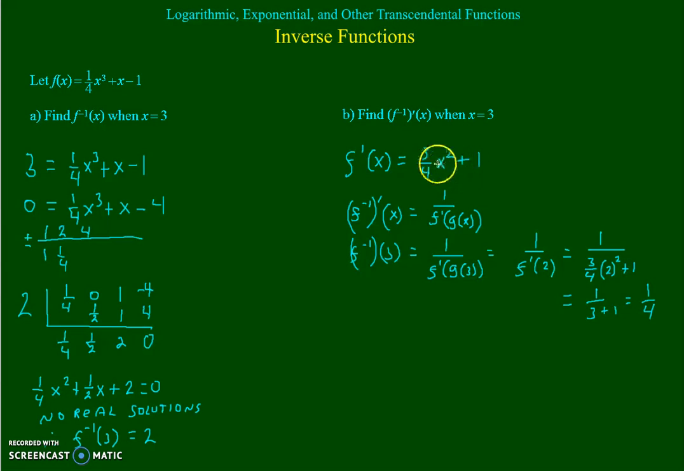Then we take this and evaluate it at 2. So 3/4 times 2 squared plus 1. And when we evaluate this out, that clearly becomes, this 4 cancels that 4 out, and it's 1 over 3 plus 1, which is 1/4. So we've actually found the derivative of the inverse at some value without actually finding the inverse function, which is a pretty powerful tool.